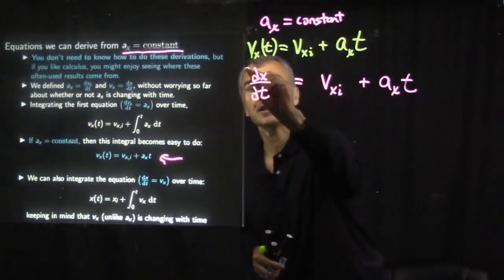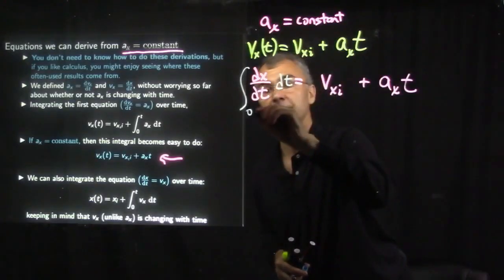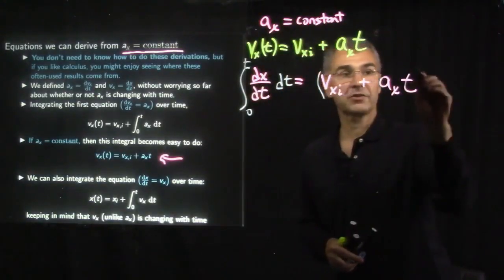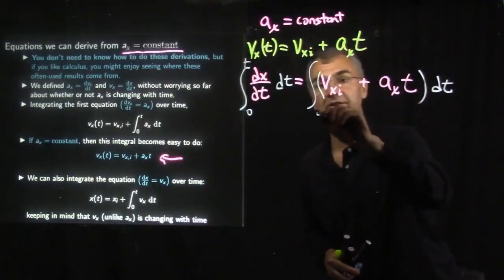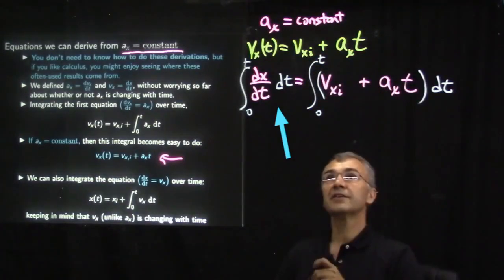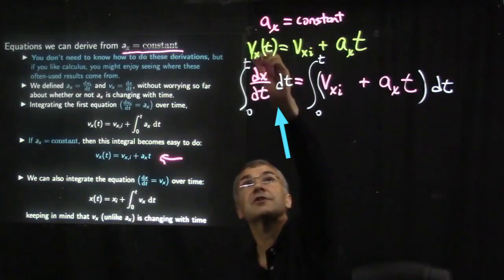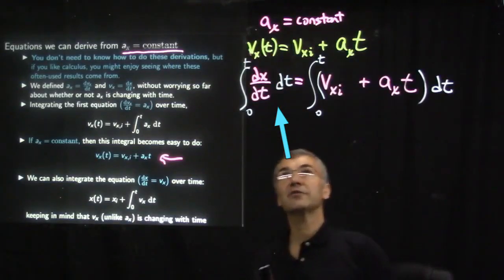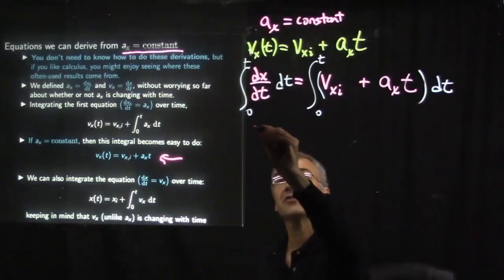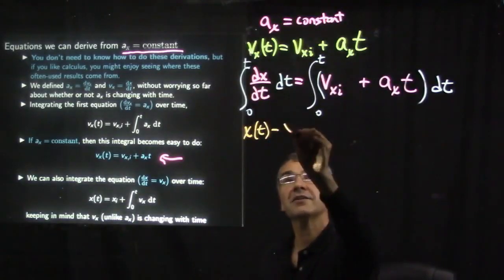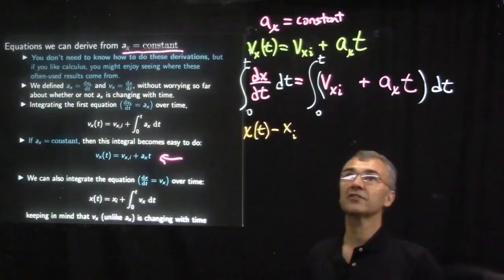So we can integrate this side with respect to time from 0 to t, and then we'll put some parentheses here. And we'll integrate this with respect to time from 0 to t. This is just saying the integral of the derivative of x. So the integral of the derivative of x is just x. So this is x of t minus x initial. In other words, minus x at t equals 0.